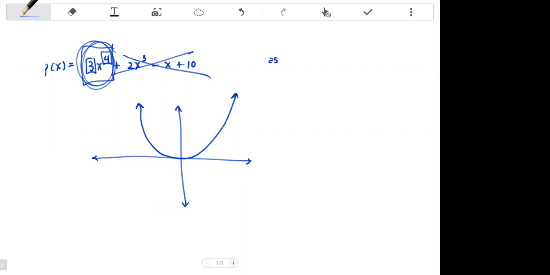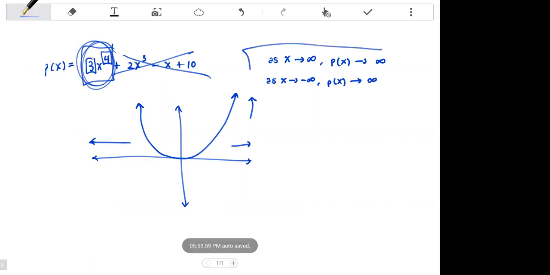We write our answer as x goes to infinity, which means as x approaches this way, P of x approaches infinity, right? It goes forever up. And as x approaches negative infinity, which means as x approaches this way, P of x is going to equal infinity. That's how we write our answer. Should I do one more example?